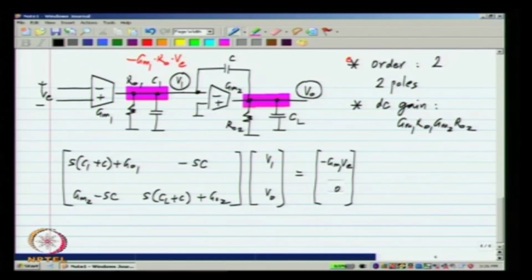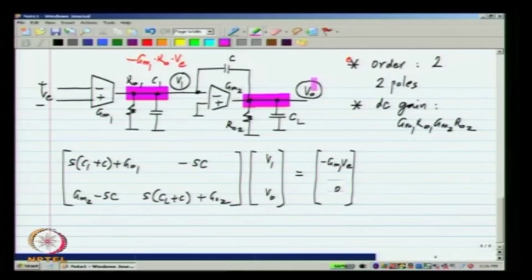So, this is a system with two nodes and there are two equations, and by solving for this we can find out the value of V0 in terms of VE. There are any number of ways to solve this. You can invert the matrix and so on, but since we are only interested in the output variable, we will use Cramer's rule, which says that the output voltage V0 will be equal to the determinant of this matrix when the second column is replaced by the source vector, divided by the determinant of the admittance matrix.